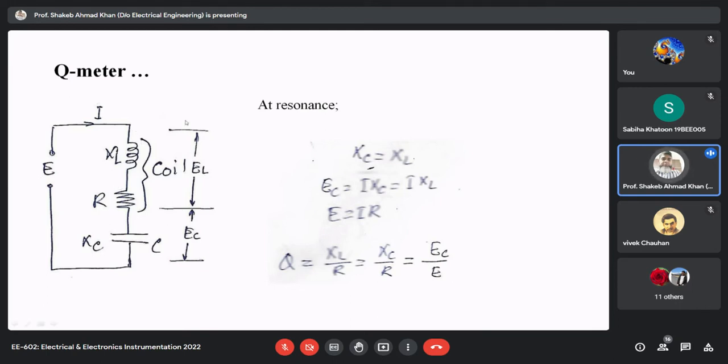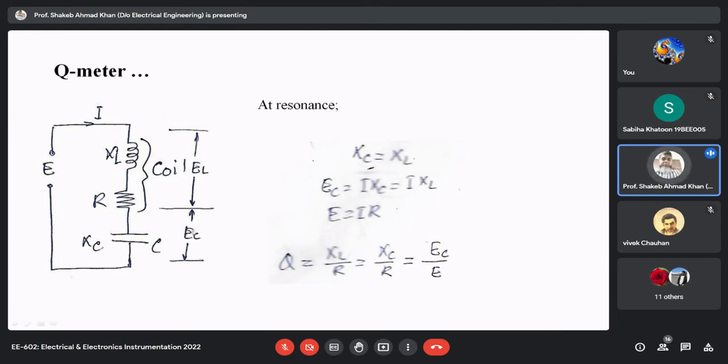So effectively, when resonance is achieved, then in a series resonance circuit, your inductive reactance will be cancelled by the capacitive reactance. Then your circuit will be a purely resistive circuit. It will behave like a purely resistive circuit. So this is the resonance, and this is the condition: XL will be XC at the resonance frequency.